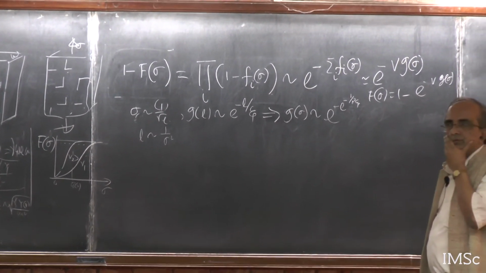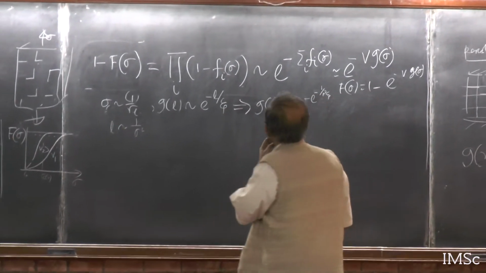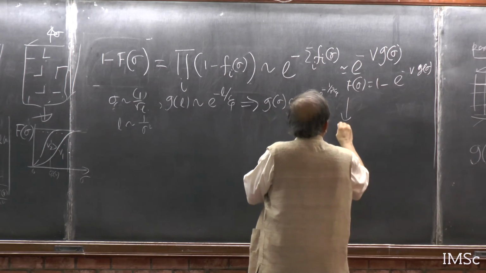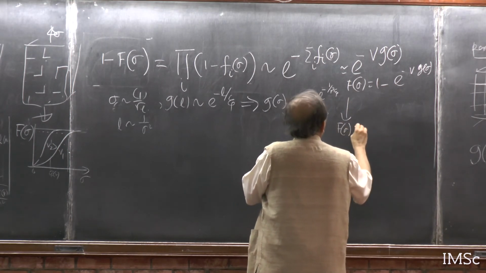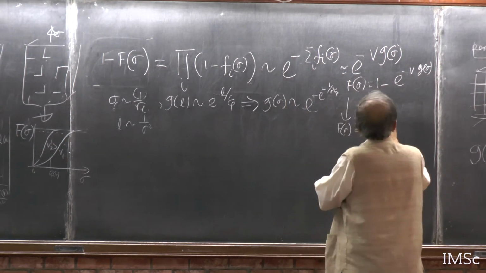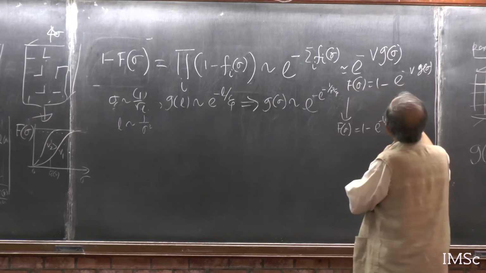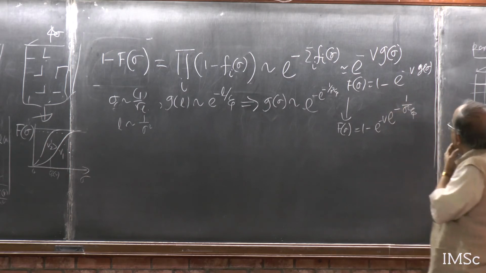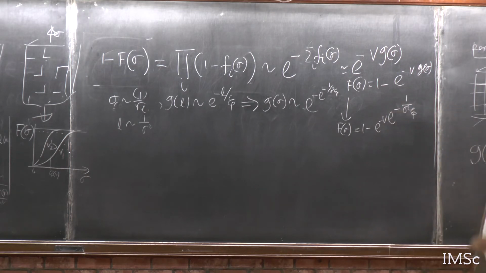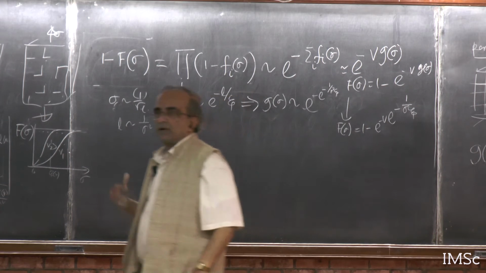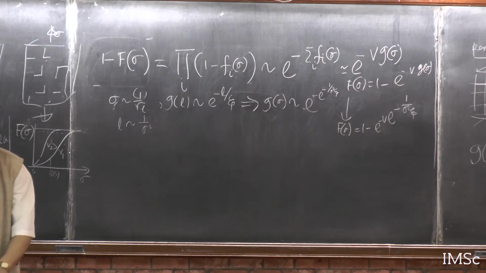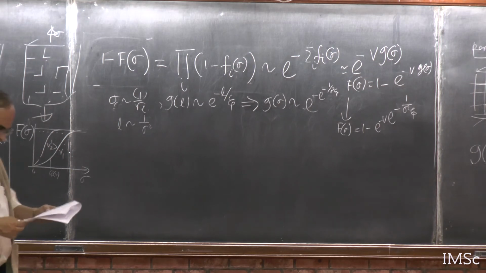Okay? And if you put that here, f sigma will be 1 minus e to the power minus v times e to the power minus 1 upon sigma square xi. And this is the Gumbel form. Okay? This is the Gumbel form. I hope I did correctly.